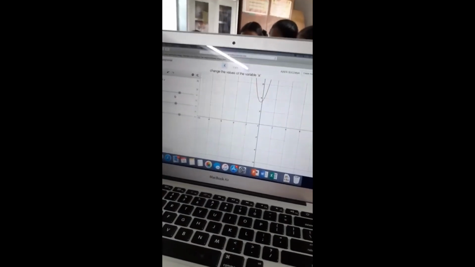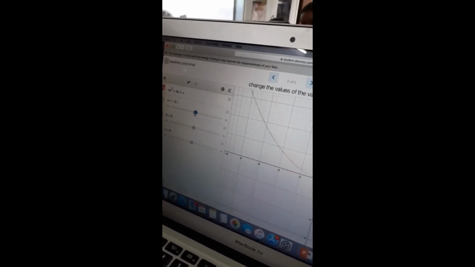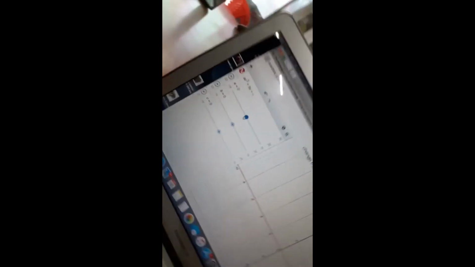If the values of a, b and c are 0, then it forms a straight line that coincides with the x-axis.